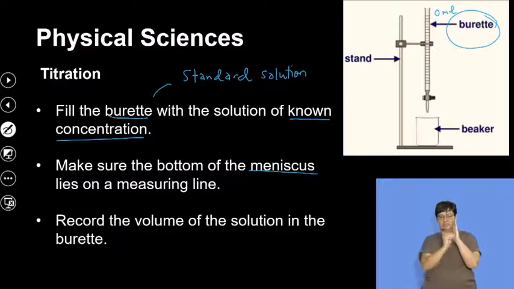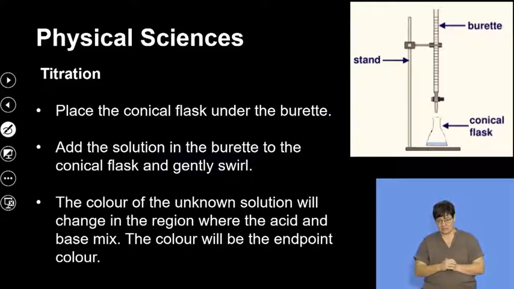And we also need to keep record of the volume of solution in the burette, right? And also, we need to place the conical flask directly under the burette so that all the standard solution goes into the conical flask where there is the other substance. And then we add the solution from the burette and swirl gently. The swirling will ensure that at the end of the reaction, all the substances have reacted completely, okay? And then the color of the unknown solution will change in the region where the acid and the base mix, okay? So that's where the reaction actually takes place.